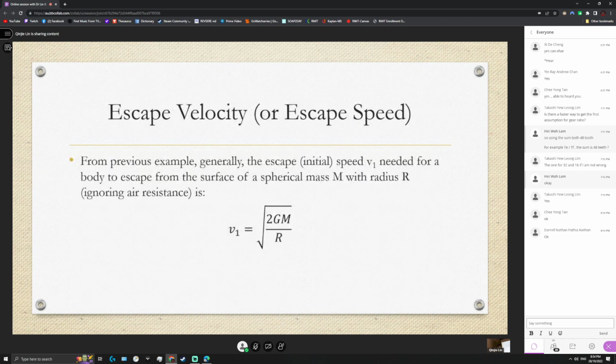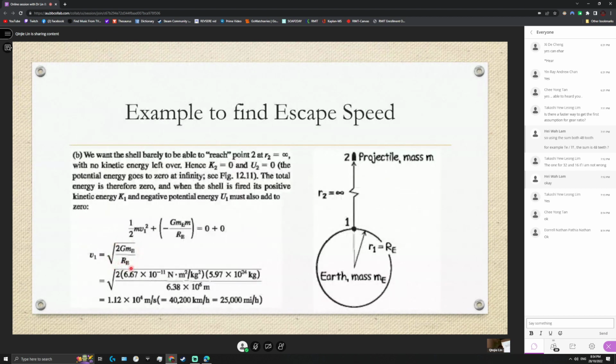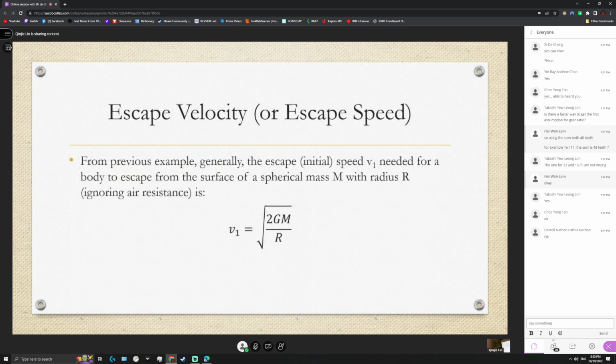And so you see from this example, this is how we define the escape velocity using this equation. Square root of 2GM over r down here. So this is the velocity needed to escape from something like Earth. This is the escape velocity.